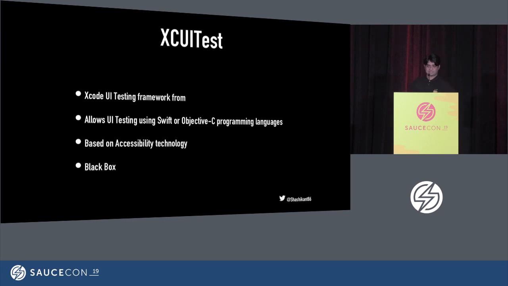XCUITest runs in a separate process. Whenever you're using XCUITest, you will find there's another app called Test Runner installed in your simulator or devices. The Test Runner app talks to your main app using accessibility API, and then it sends the event to tap on a specific element or do some action on your screen.